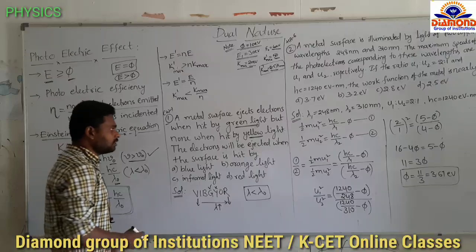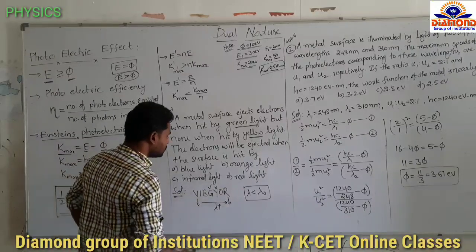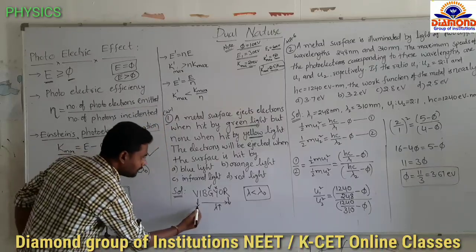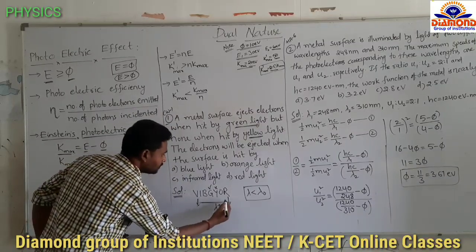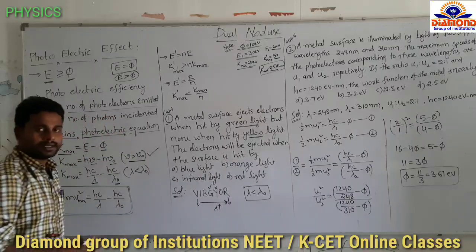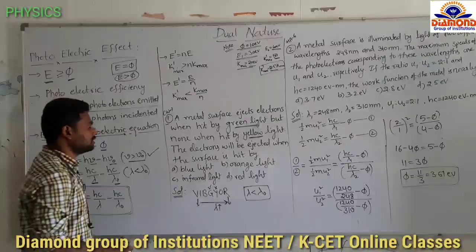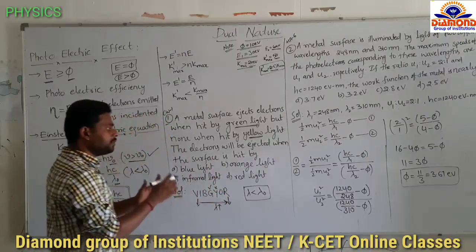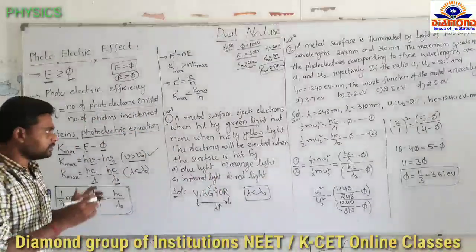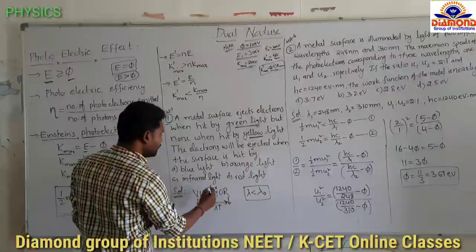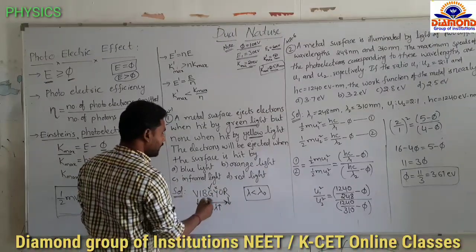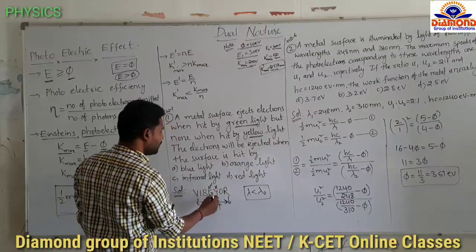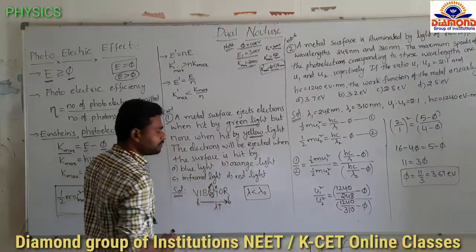So see the solution now. Already we know the VIBGYOR colors: violet, indigo, blue, green, yellow, orange and red. From violet to red, the wavelength is increasing. To emit the electron, the wavelength of the light should be less than the threshold wavelength. For green light it is emitting the electron and for yellow light it is not, which means the wavelength of the green light is the threshold wavelength.